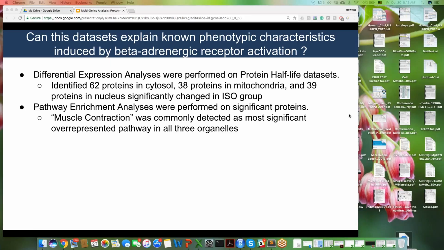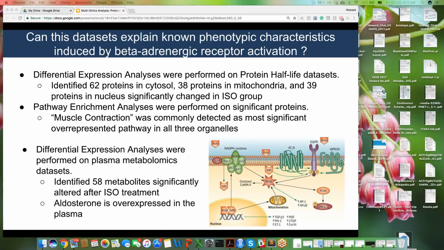Interestingly, muscle contraction was commonly detected as the most significant overrepresented pathway in all three organelles. Also, we performed the differential expression analysis on the plasma metabolomics data sets, and we were able to identify 58 metabolites significantly altered after the ISO treatment.